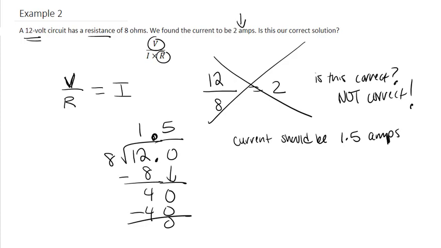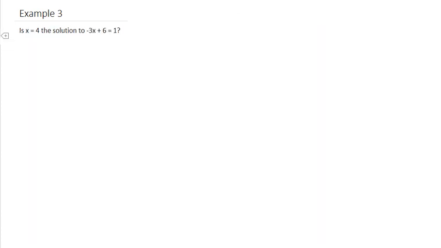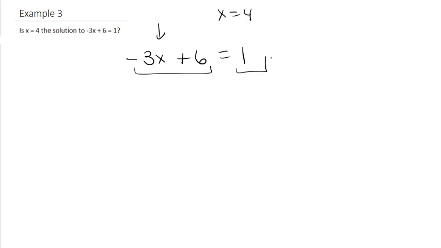So let's do one last example. Example 3. Is x equal 4 the solution to negative 3x plus 6 equal to 1? And we're asking if when we substitute in x as 4, do these two sides equal one another? So we're asking, is it 1 on both the left-hand side and the right-hand side to make it true? Because it has to be equal, because that's what the equal sign says.